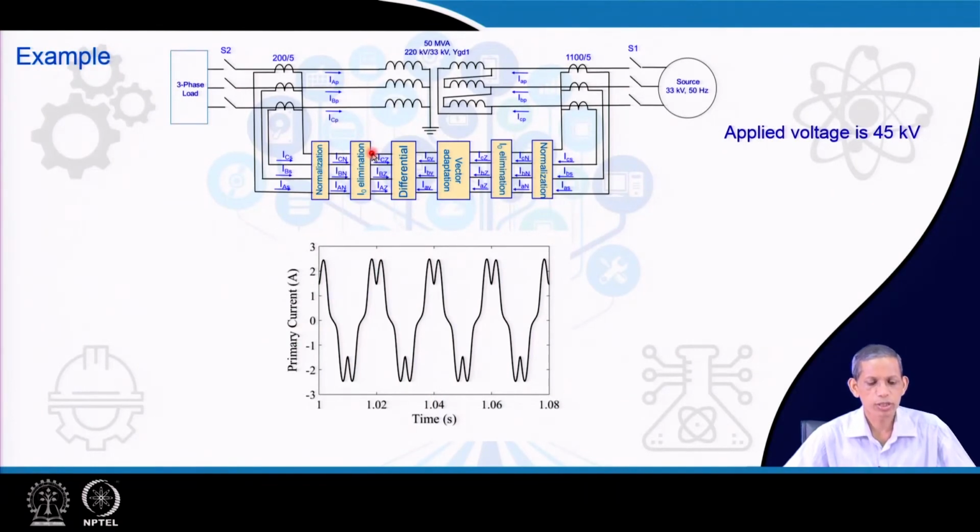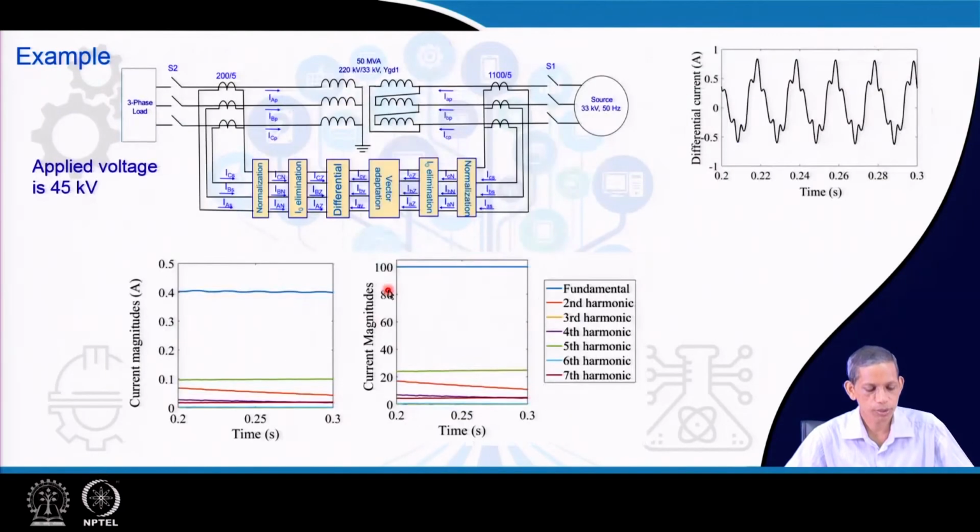For example, in the 33:220 kV system we applied 45 kV to the 33 kV side, and the corresponding signal has a nature with a high third harmonic component and also fifth harmonic component. But as already mentioned, the third harmonic component will be eliminated by the zero sequence component elimination. So the differential current will have only a significant amount of fifth harmonic component.